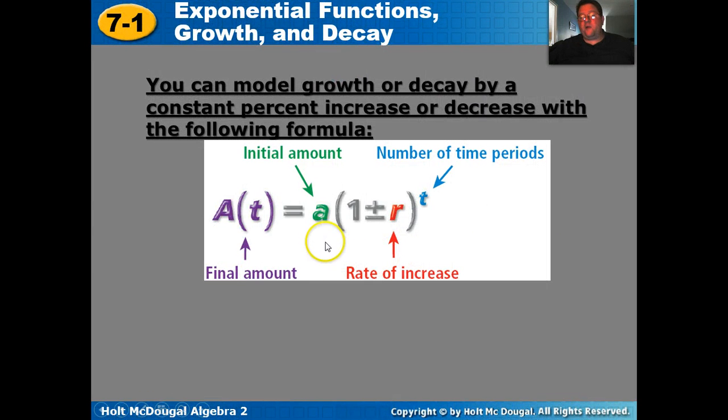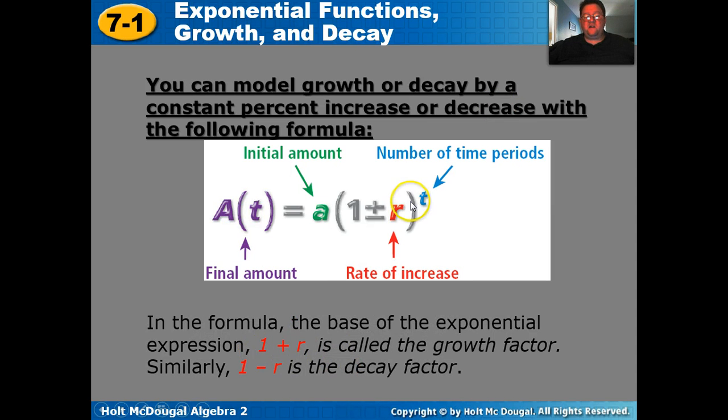Alright, one more thing we need to learn. This right here, A of t, which is going to be our final amount, equals a times 1 plus or minus r to the t power. Now what does this formula tell us? It lets us model growth or decay by a constant percent increase or decrease. So if my r is positive, then whatever I have is going to grow a certain percentage every year. If it's negative, it's going to decay a certain percentage every year.